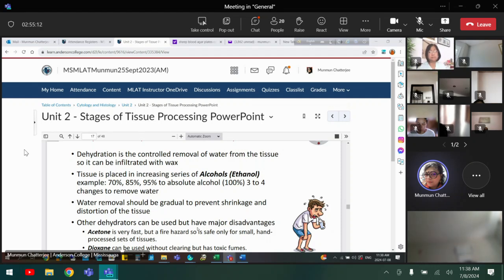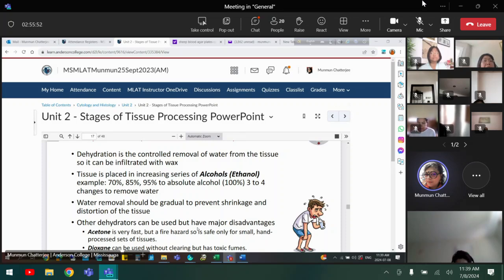How can we remove the tissue water? Use the alcohols, raising the alcohol percentage from lower to higher grade. So the tissue is placed in an increasing series of alcohols, mainly ethanol: 70%, 85%, 90% to absolute or 100% alcohol. Another name for 100% alcohol is absolute alcohol. And with 3 to 4 changes to remove water. So 1, 2, 3, 4. It's 4 changes.